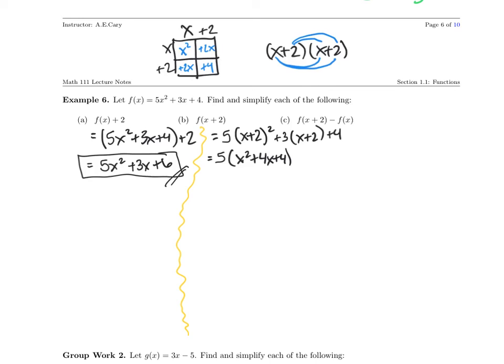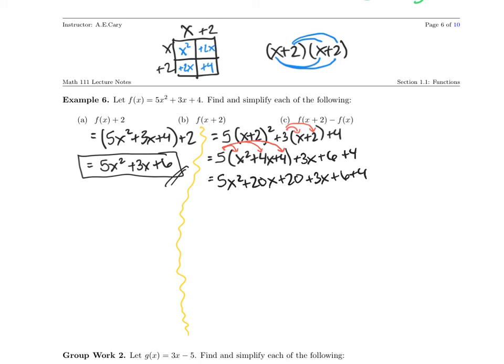should be your answer. And now I'm going to take this 3 right here, distribute that so that this becomes plus 3x plus 6. We still have that plus 4 at the end. I'm going to take this 5 at the beginning and multiply it to all of this stuff. So many, okay. And we end up with 5x squared plus 20x plus 20 plus 3x plus 6 plus 4.